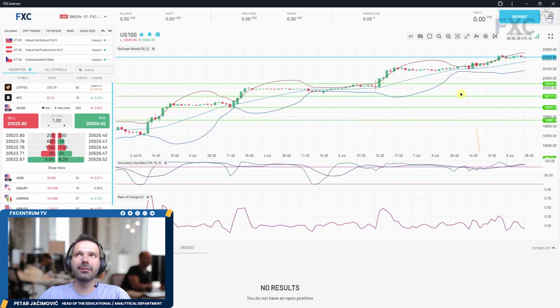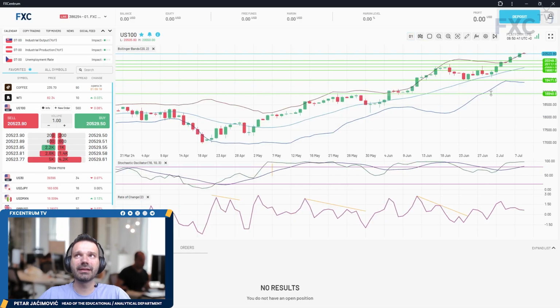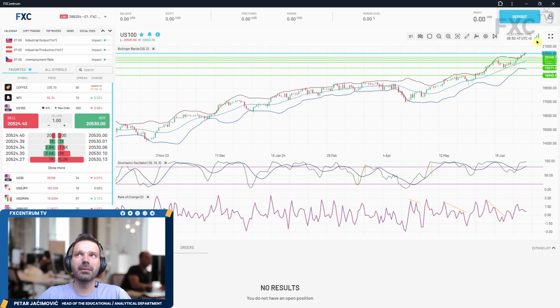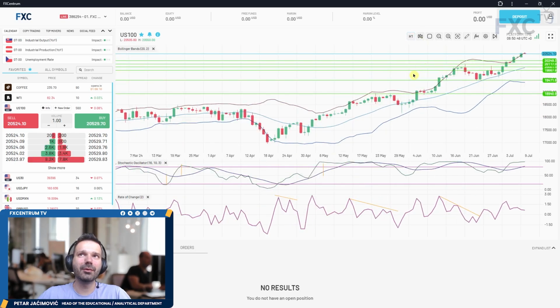And on the hourly time frame, we really don't have any sign of weakness at this point or any kind of reversal. So far, buyers are in control, and the next pivot level is probably around the 21,000 mark if we can continue with this upside movement.